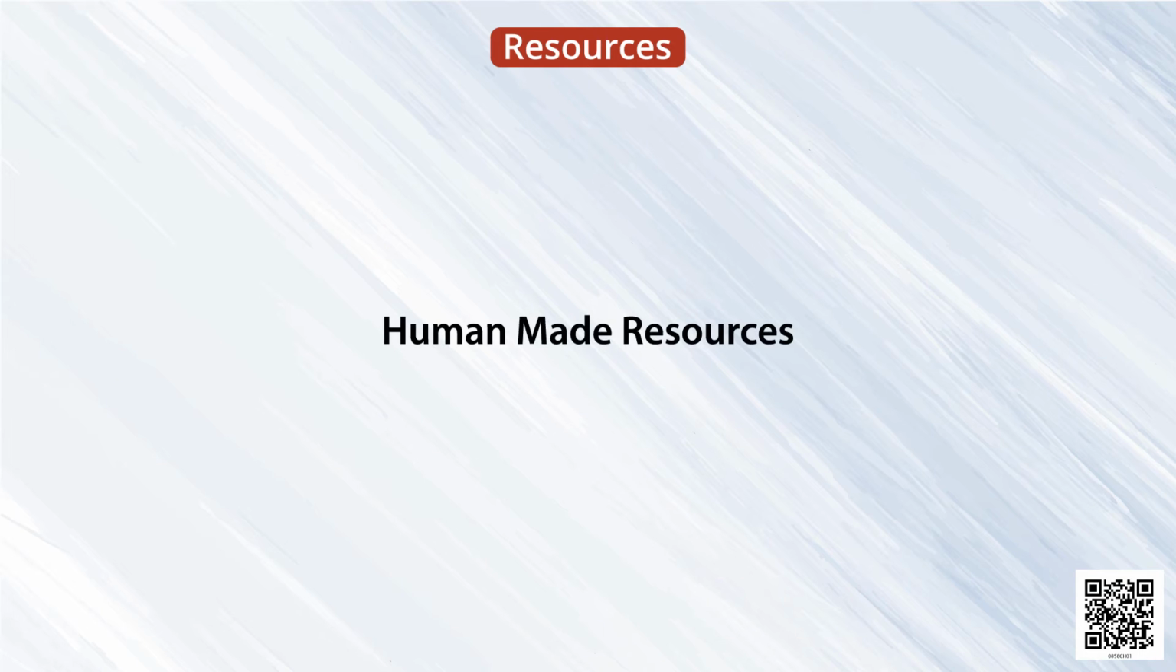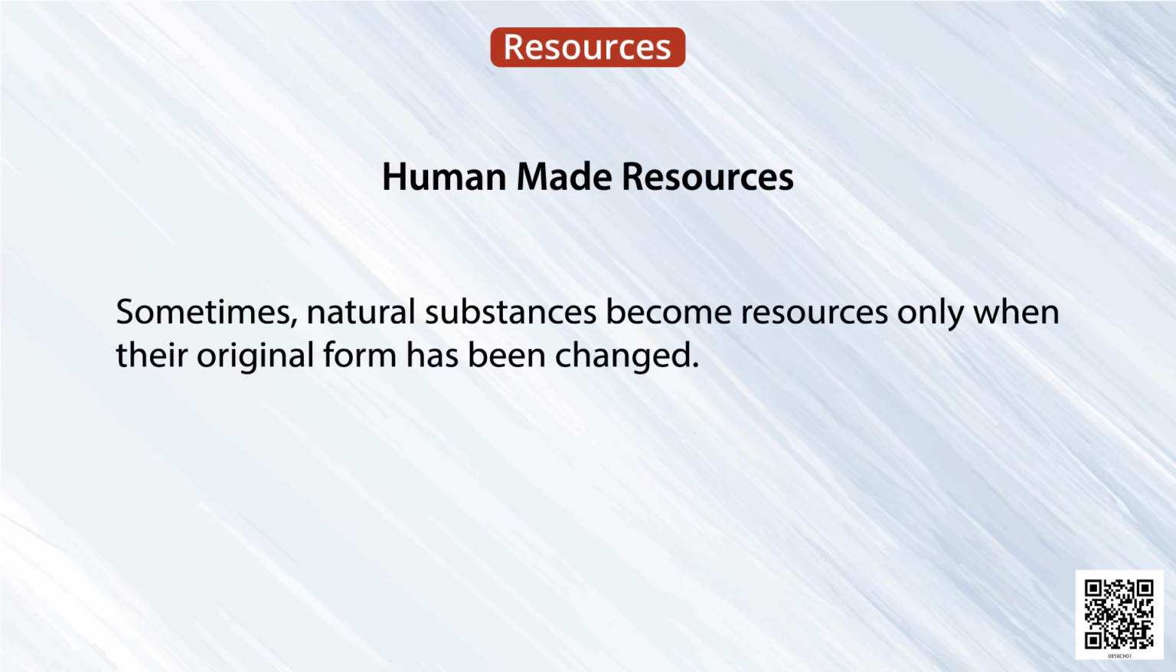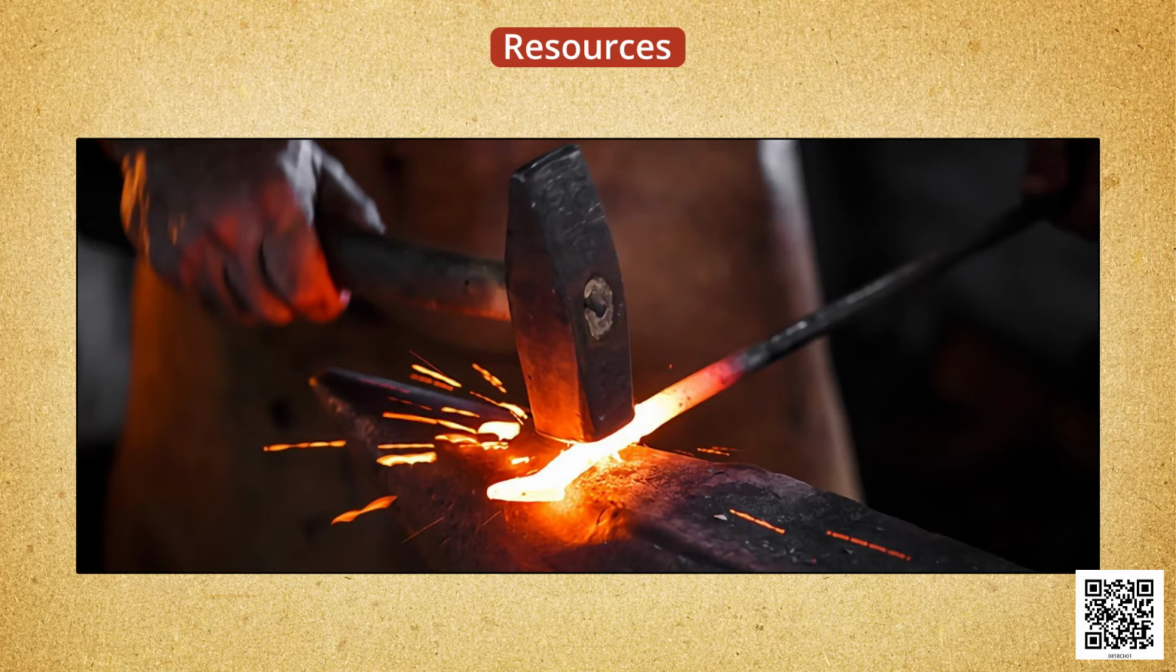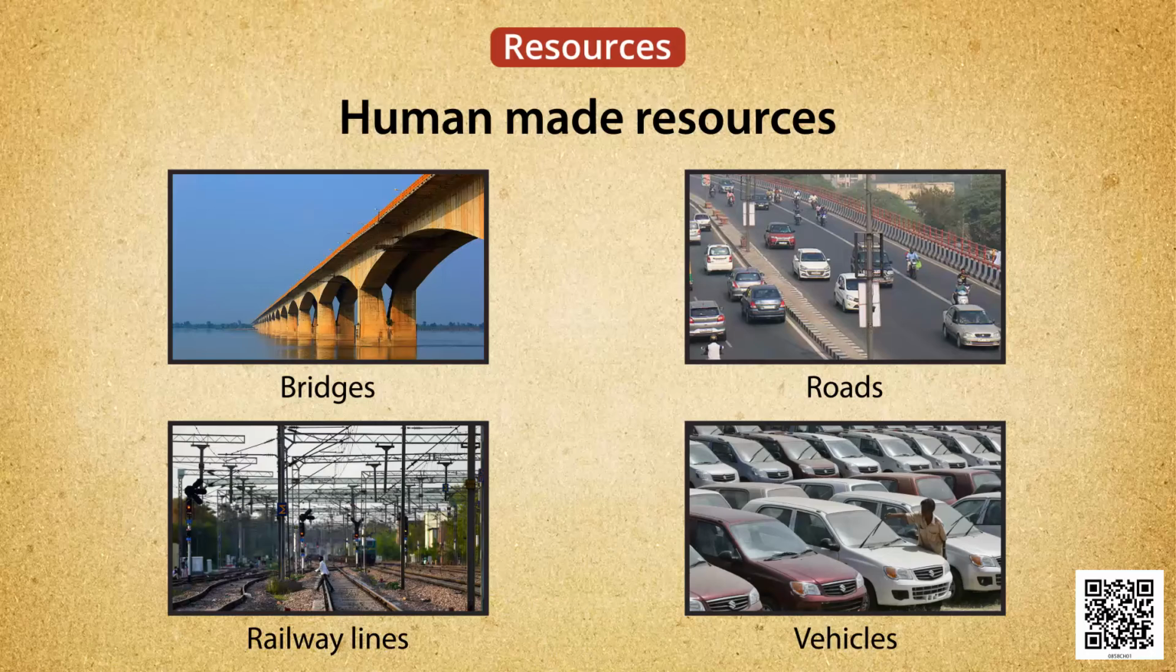The second type of resources are human-made resources. Sometimes natural substances become resources only when their original form has been changed. Iron ore was not a resource until people learned to extract iron from it. To make bridges, roads, railway lines, vehicles are some examples of human-made resources.